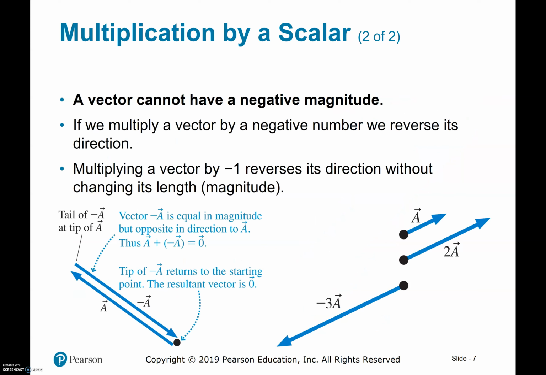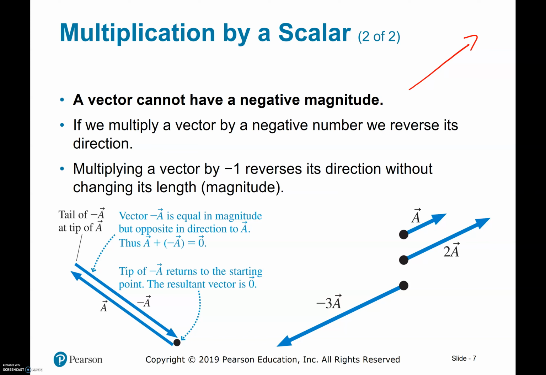So a vector cannot have a negative magnitude. It's going to have a length, right? But it can point in what you call the negative direction. That is different, and you need to make sure that you understand the difference between having a negative magnitude, which cannot happen, and pointing in the negative direction.